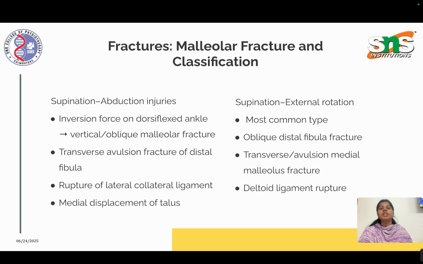Supination adduction injuries happen when the foot is twisted while the ankle is lifted, and cause a vertical and slanted fracture of the malleolus. It may also tear the ligament, that is the lateral ligament, and shift the talus bone inward.